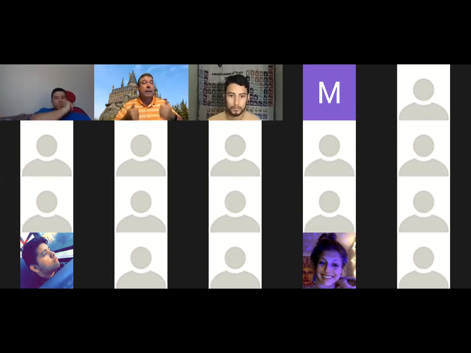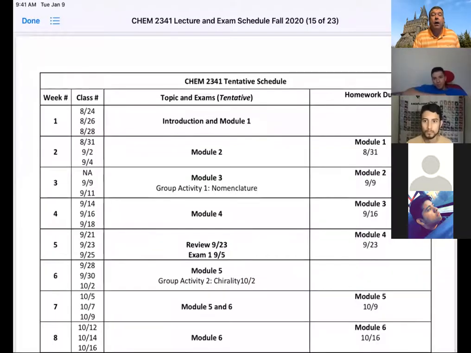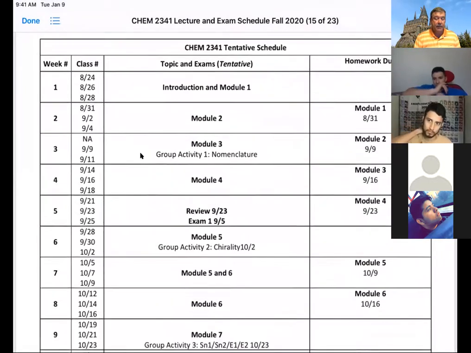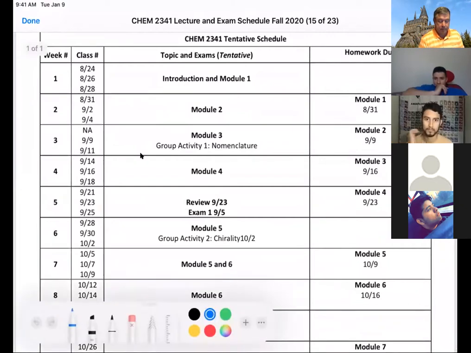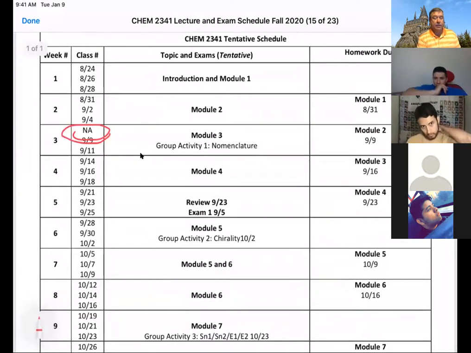Okay, in addition to that, I have uploaded 3 new things to Canvas. One is a tentative schedule for lectures, homework, and exams. I'm going to share my screen and show you what that looks like. It's on Canvas for easy access, right up top under Files. So tentatively, I have the class days, and notice, for example, Monday's a holiday. So I have NA, not applicable, there, which makes our Module 2 homework due on the 9th.